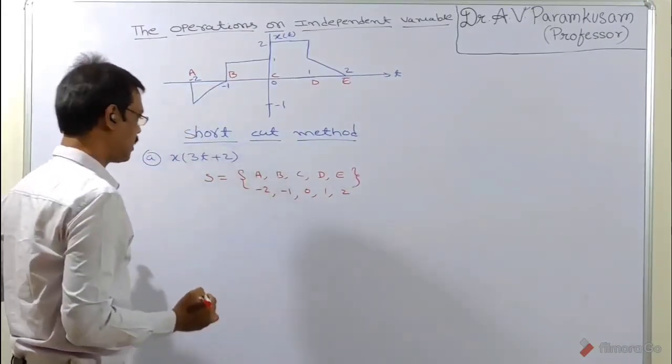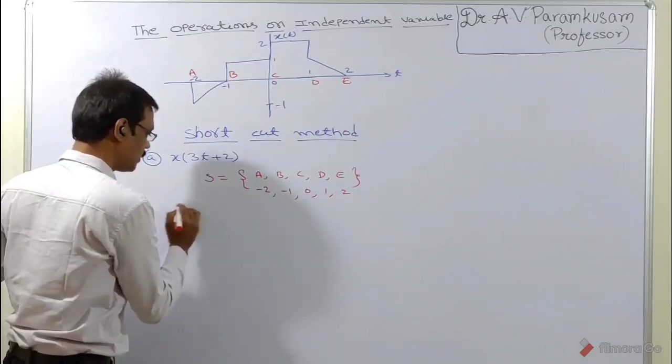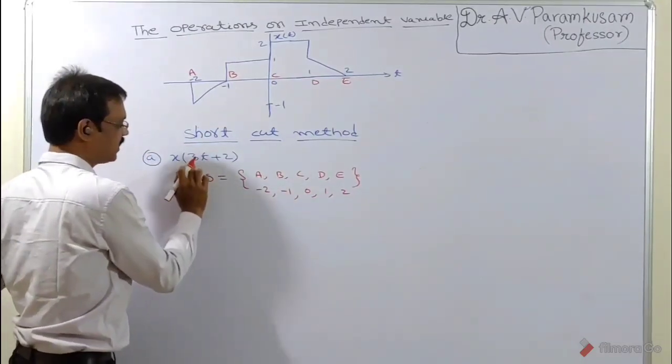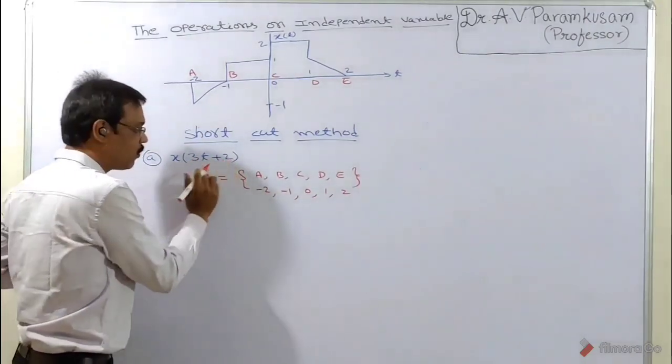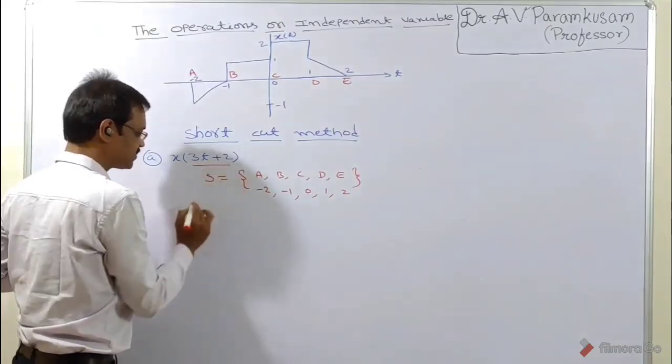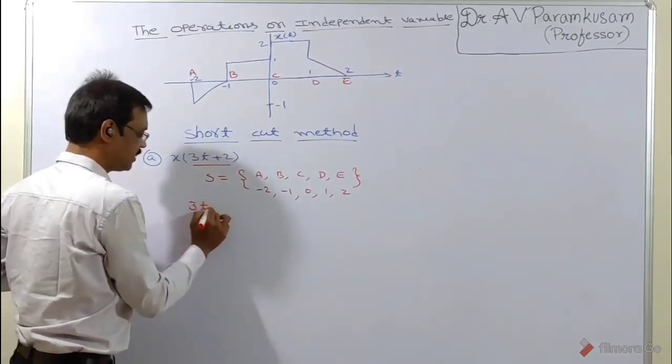Okay. Now we have to get x of 3t plus 2. What is the argument here? 3t plus 2. You write that argument, 3t plus 2.